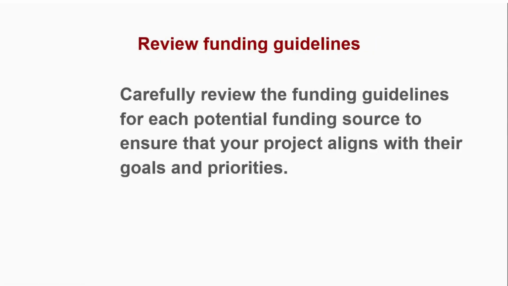Then the next thing you want to do is to review the funding guidelines. You want to carefully review the funding guidelines on the website or the grant website. So for each potential funding source, you must ensure that your project is aligned with their goals and priorities. So if you are in the area of education, you must ensure that you find a funding source that aligns with those kinds of objectives and so on.